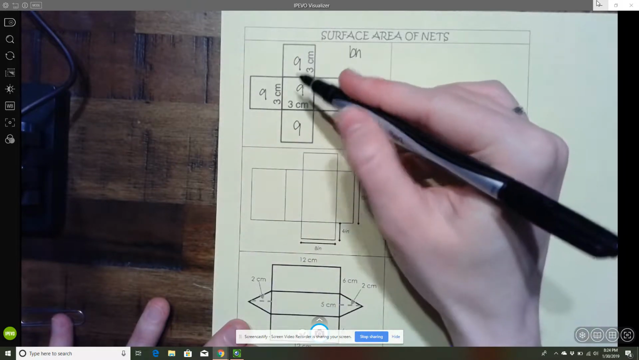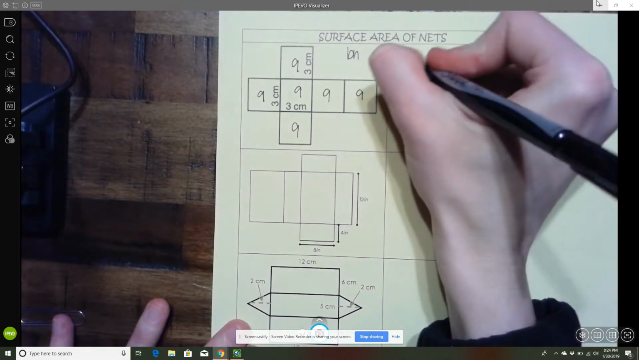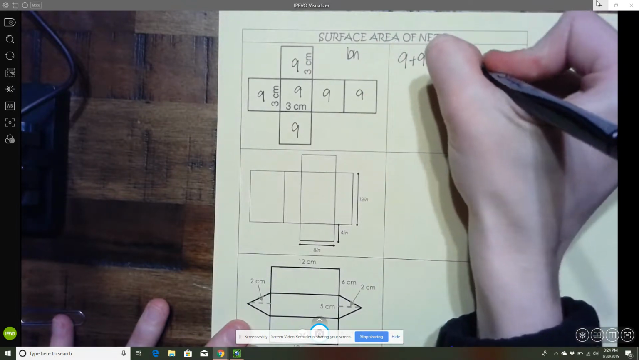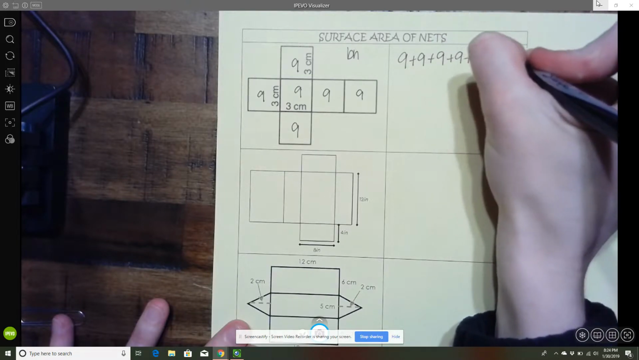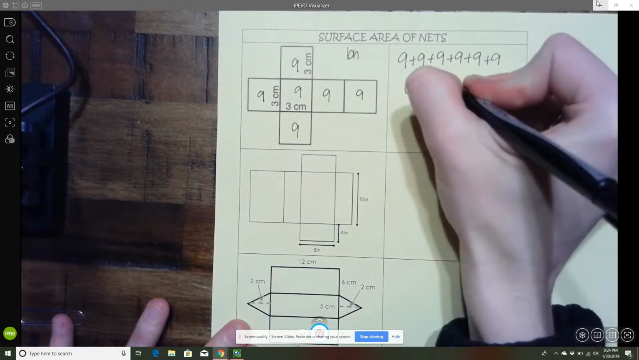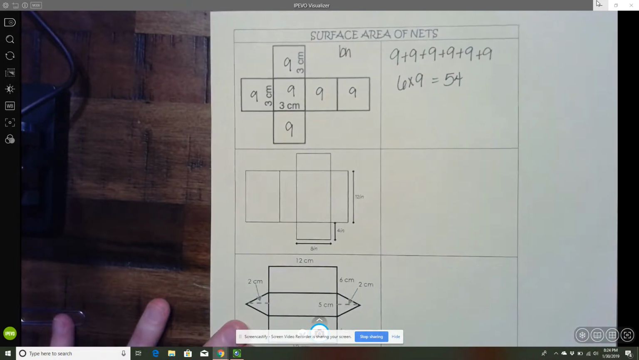And you can just add all those up. So I've got 1, 2, 3, 4, 5, 6 nines. So I could do 9 plus 9 plus 9 plus 9 plus 9 plus 9, or I could just do 6 times 9, and that would give me 54.